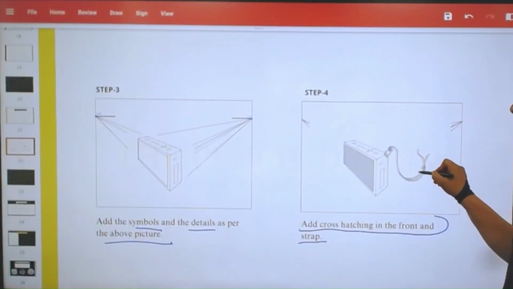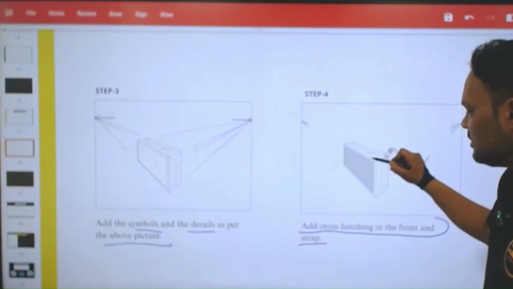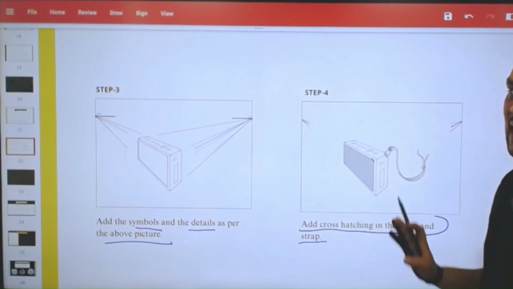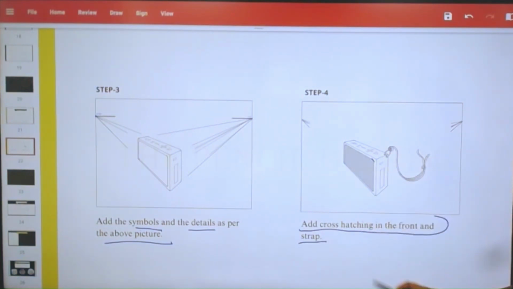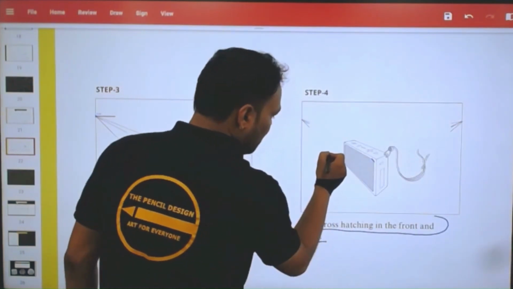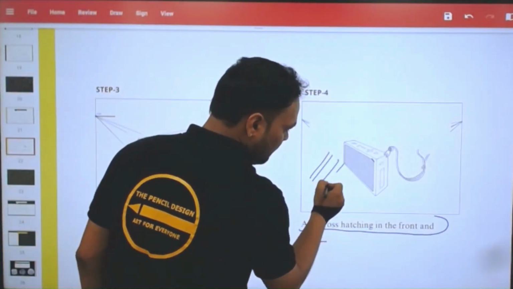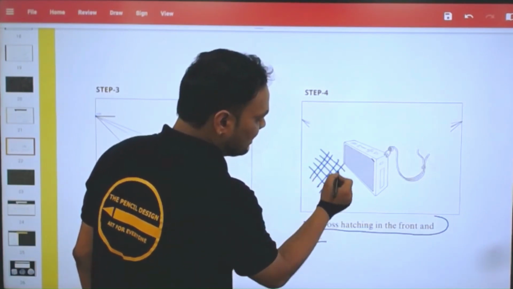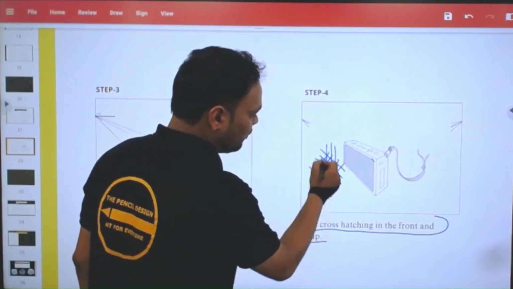You can add in the strap also, it depends on your choice, but this is the cross hatching part, or we call it like the diagonal lines. We add it randomly from 2 different directions. It can be more than that. Like I can add like this, 1 direction, 2nd direction like this, and the 3rd direction is the vertical direction. So that is also fine.